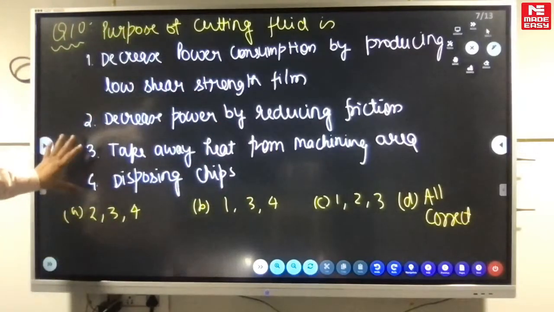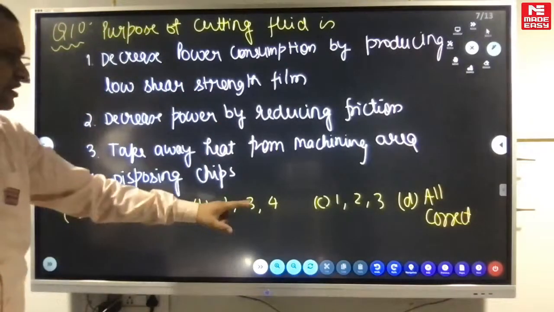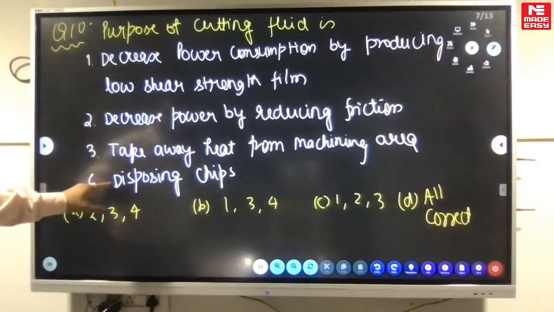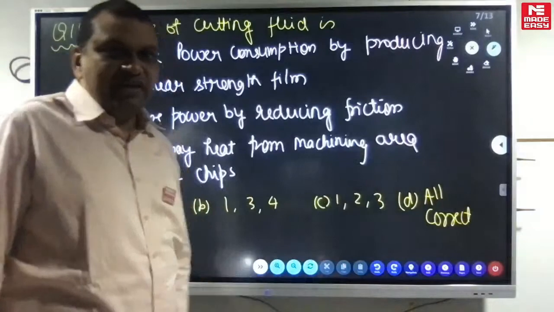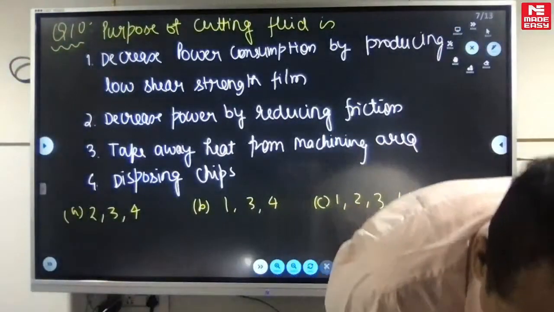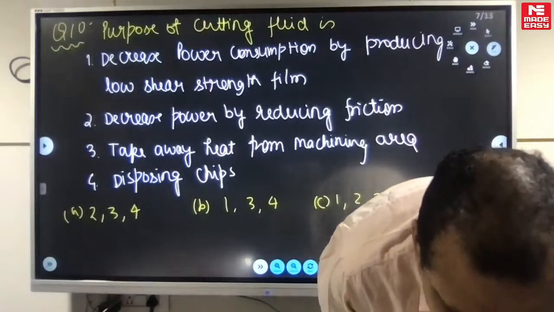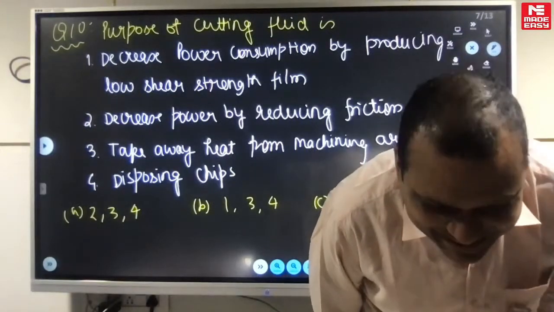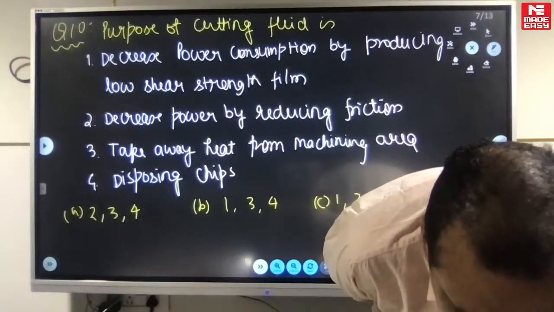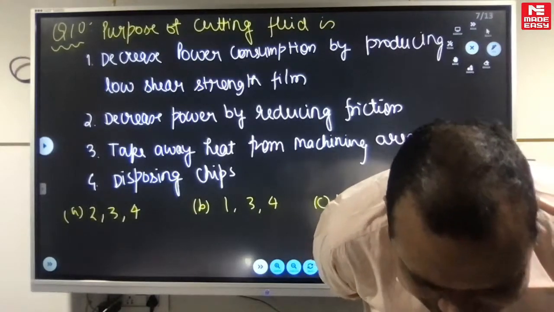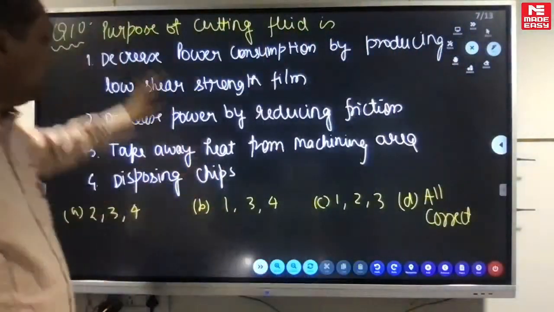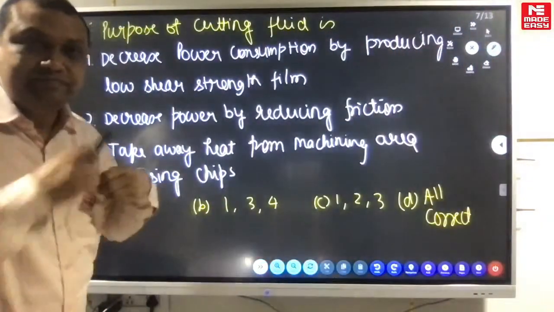Option A: 2, 3, 4, मतलब एक गलत है क्या? B: 1, 3, 4, मतलब दो गलत है क्या? C है 1, 2, 3 correct, 4th is wrong. Option D, all are correct. Yeah, as expected, many students like Ayush, Mayank, Singla are giving wrong answers, but most of you are correct. See, all four statements are correct.